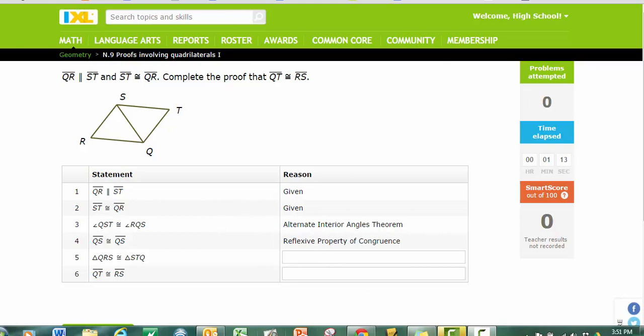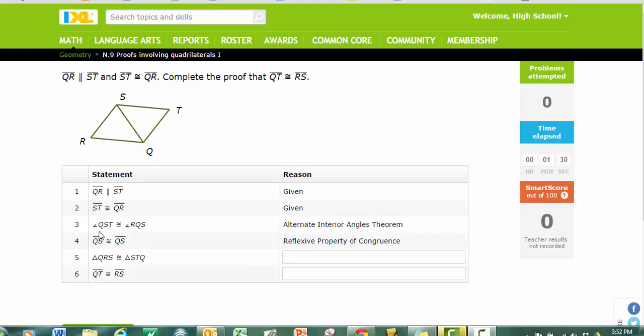Now, in order to do that, you're going to have to visualize and look at what you have marked. You have ST and QR, so you have the top and the bottom marked here. And if it helps you, copy the picture and then mark it, because you can't write on your computer screen. So here and here, the top and the bottom are marked.